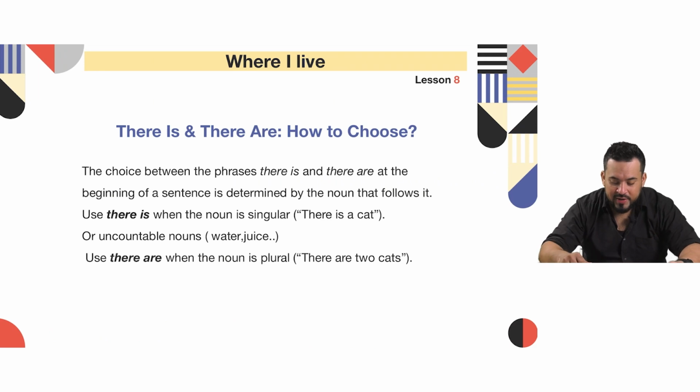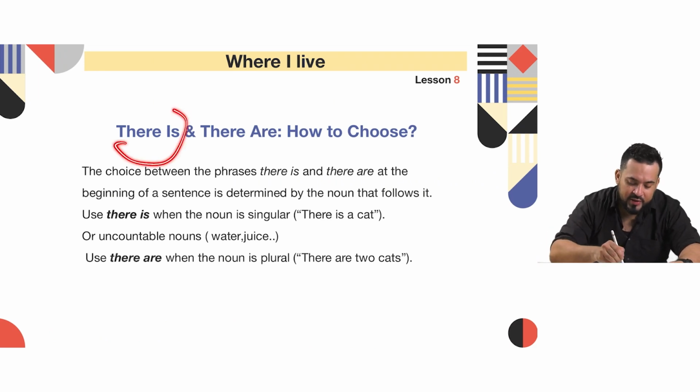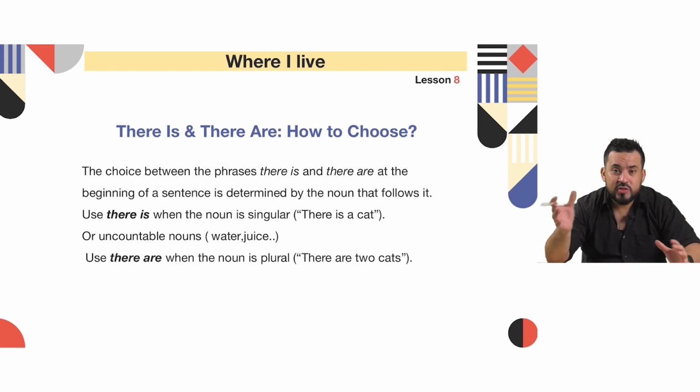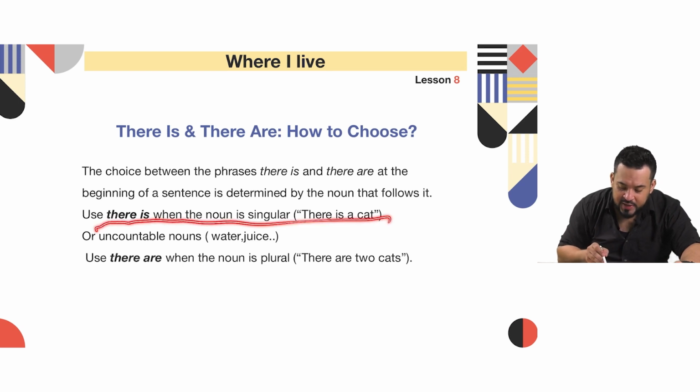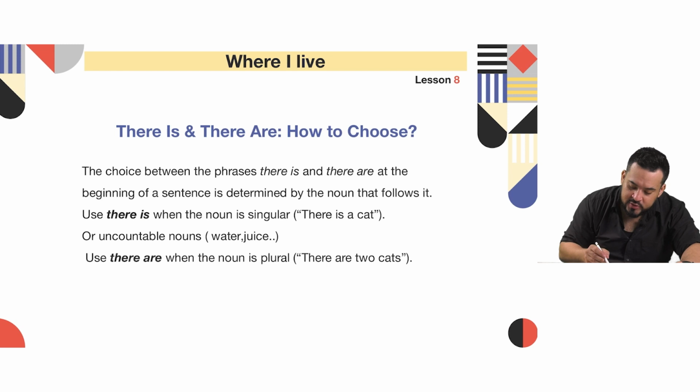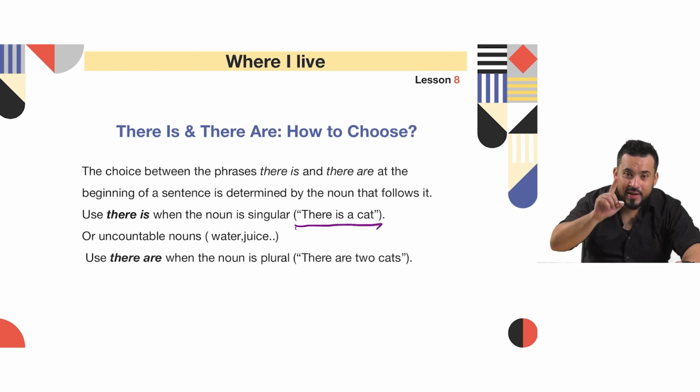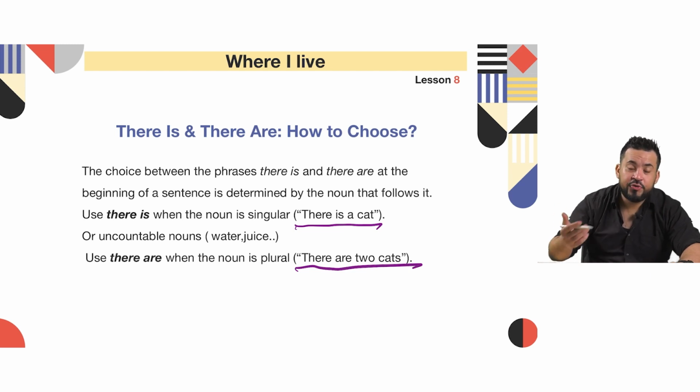Okay, so let's continue with there is and there are. When do we use there is and when do we use there are? It depends on the noun that follows. If the noun is single, then we use there is. If the noun is plural, then we use there are. Okay? So you can say there is a cat. One cat, so we say there is. There are two cats. Then it's plural, so we say there are.